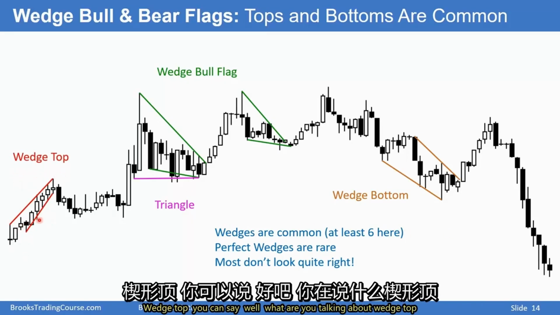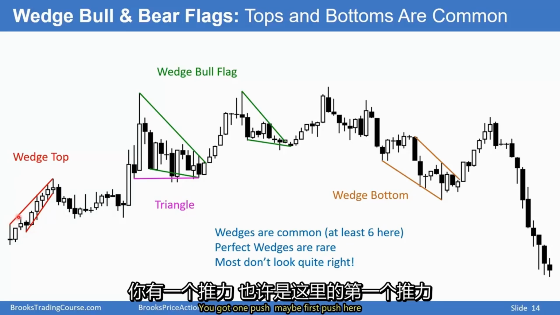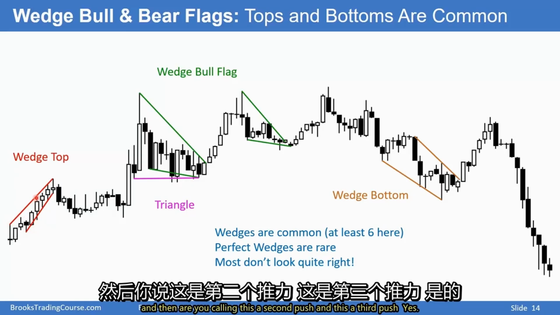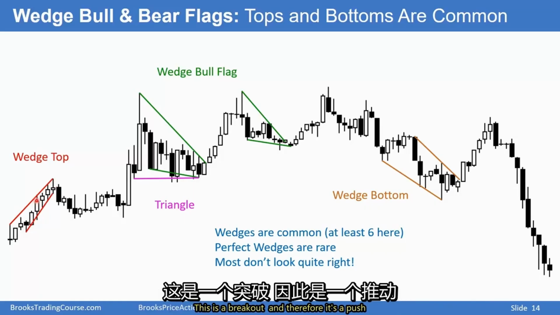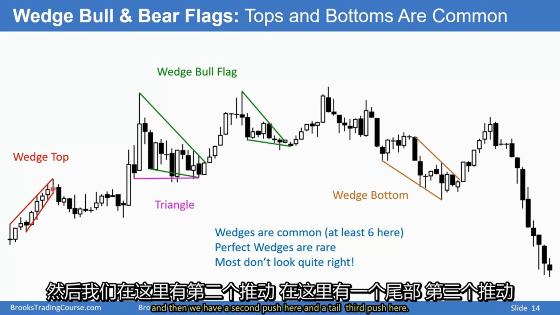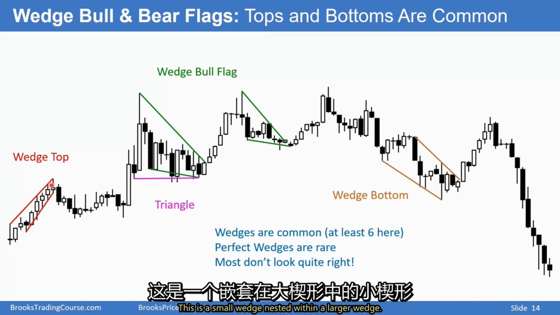Wedge top, you can say, well, what are you talking about wedge top? You got 1 push, maybe first push here, and then are you calling this a 2nd push and this a 3rd push? Yes, this is a breakout, and therefore it's a push. And then we have a 2nd push here and a tail, 3rd push here. This is a small wedge nested within a larger wedge.